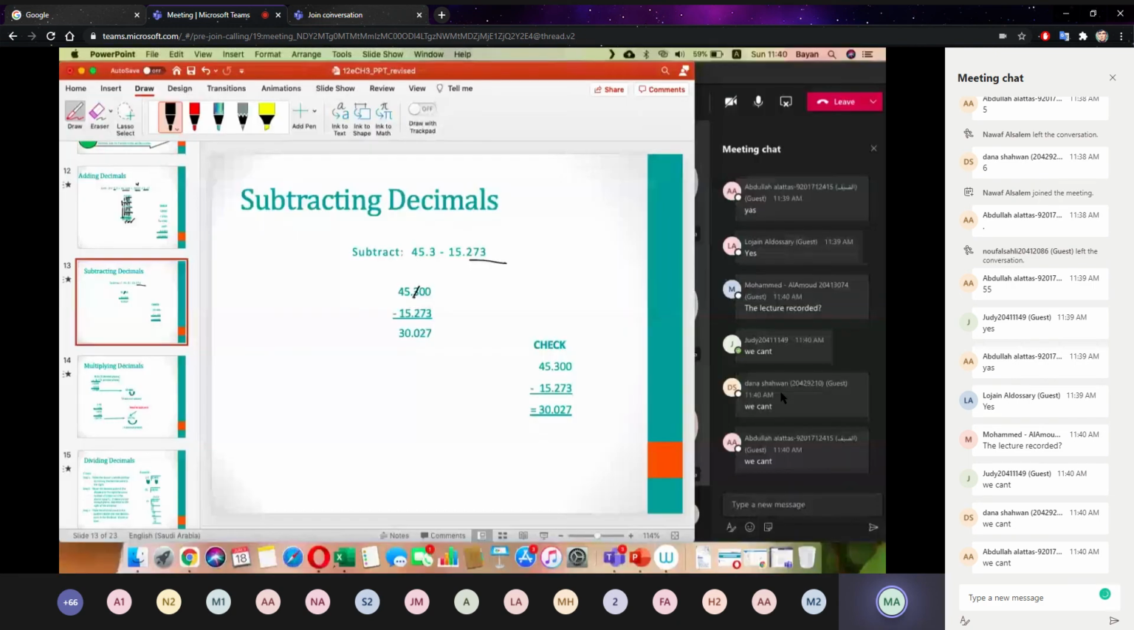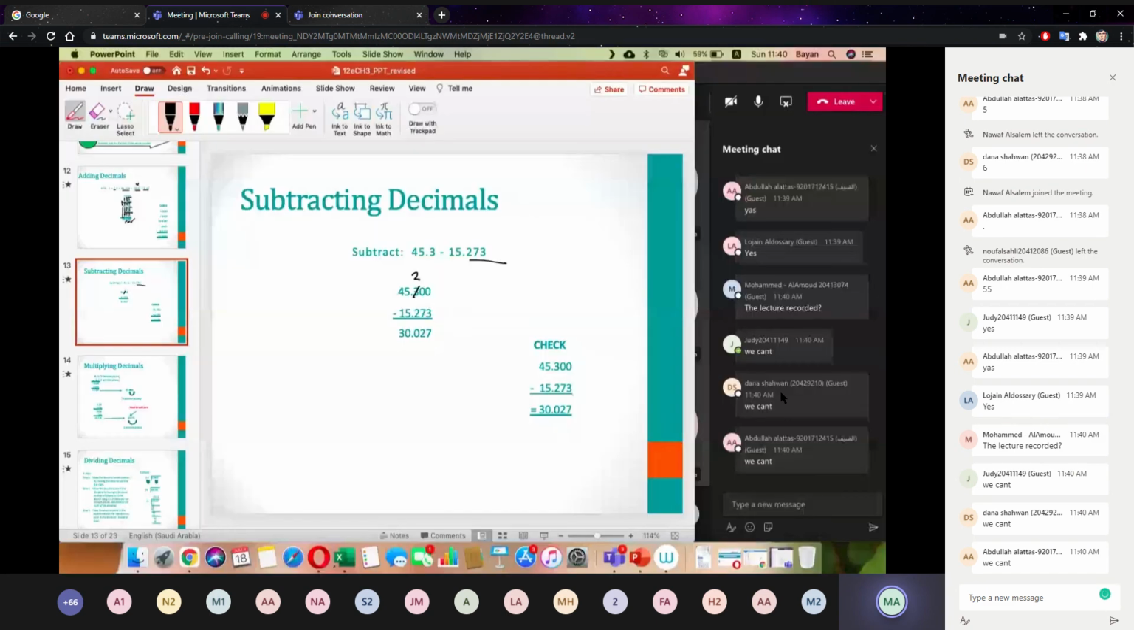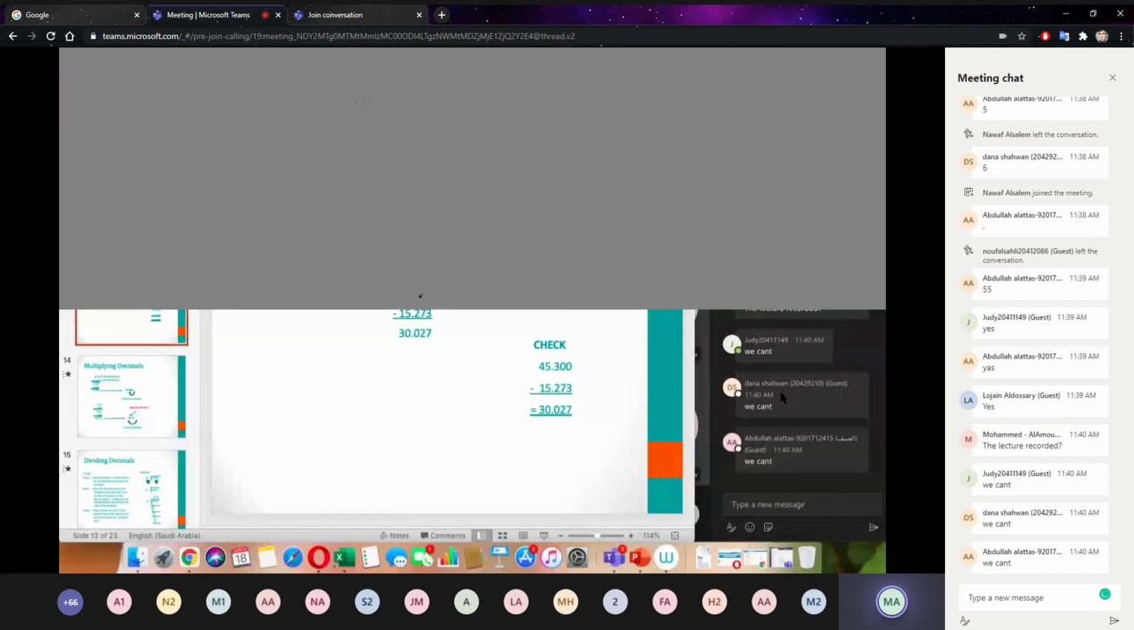0 minus 3. We can subtract 0 minus 3. 0 minus 7. We can't subtract 0 minus 7. So what should we do? We can borrow from 3 here. We borrow from this 3 will be 2. So the second value after 3 will be 10, because we borrow from 3, so this 0 become 10.